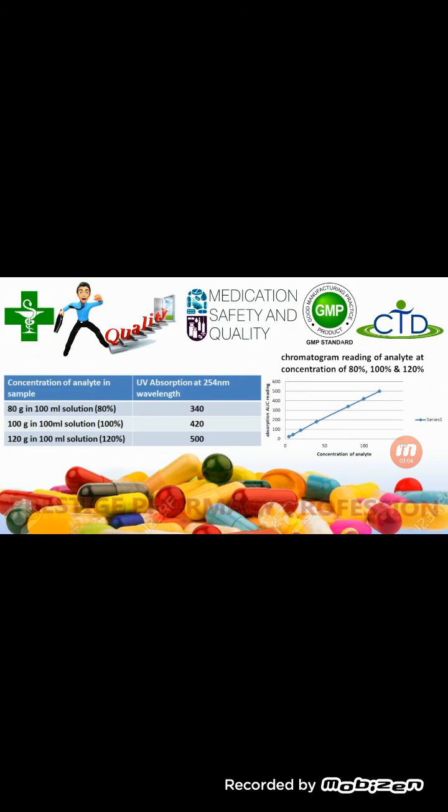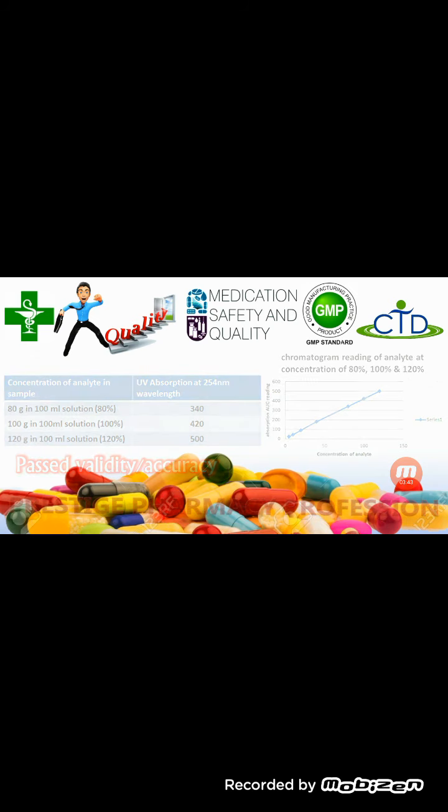To check the accuracy of an analytical method, we do spiking of analyte in the sample by addition of a known amount of analyte in the sample and compare the absorption value obtained with the true value. Let's suppose that an analyte sample of known concentration of 80% gives a UV absorption of 340. If we increase the sample concentration from 80% to 100%, then UV absorption should increase to about 420, in a linear range as shown in the diagram. If you succeed in obtaining a linear graph with respect to concentration of analyte and UV absorption, then your analytical method is acceptable and validated in terms of accuracy.